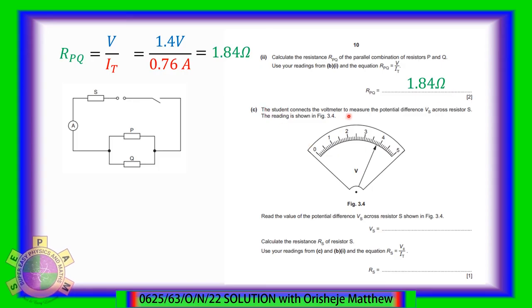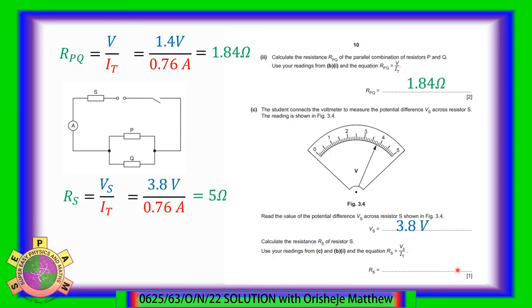Then the student connects the voltmeter to measure the potential difference Vs across resistor S. You want to measure the PD across this. Now, read the value of the potential difference across resistor S. This is the value. You have 3 and then you have 4. So 3.5, 3.6, so you have 3.8 volts. Use your reading to calculate the resistance of resistor S. So Vs over IT. Substitute Vs over IT. Vs is 3.8 divided by 0.76. That gives us 5 ohm.